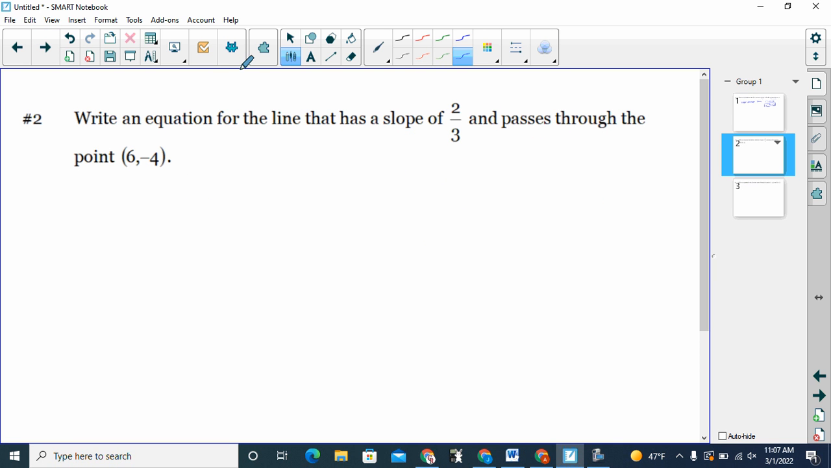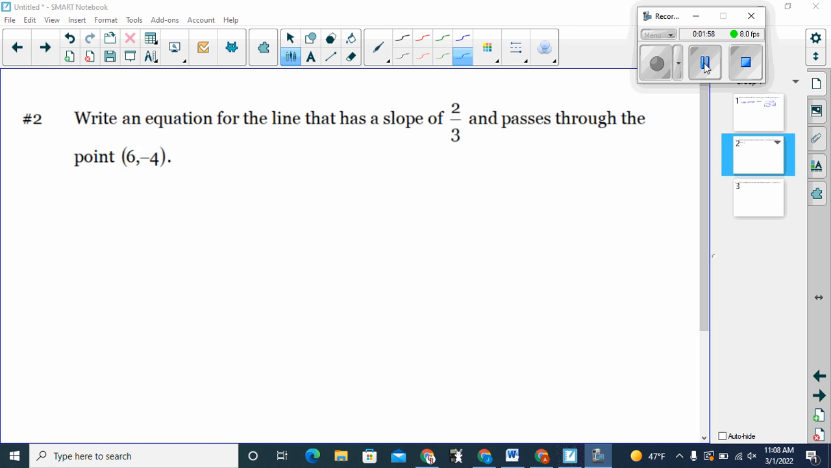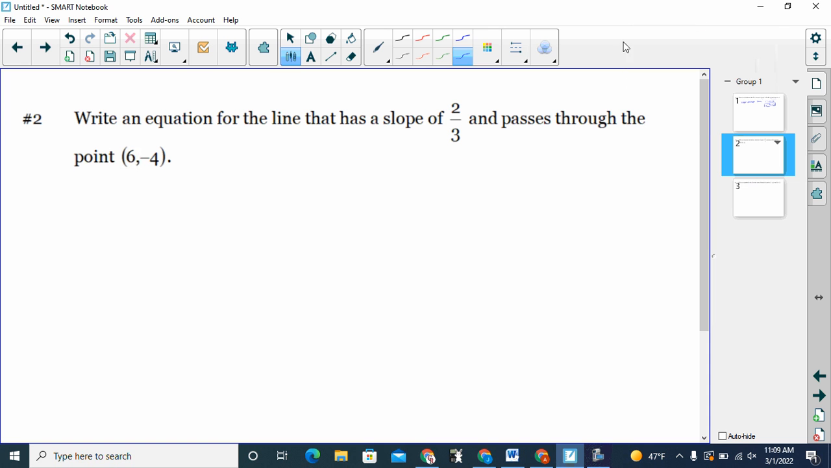Question number 2 asks us to write an equation for the line that has a slope of 2/3 and passes through the point 6, -4. Again, slope is 2/3, point is 6, -4. So we're given a slope, but this time we don't have the y-intercept. Instead, we're given another point on the line. So if I don't know what the y-intercept is, instead of starting with slope-intercept form, we are going to start with point-slope form.